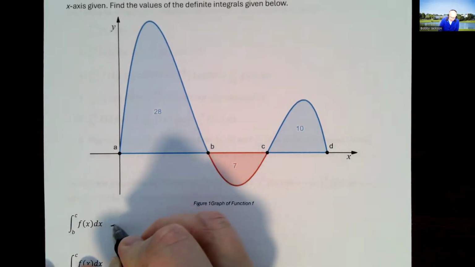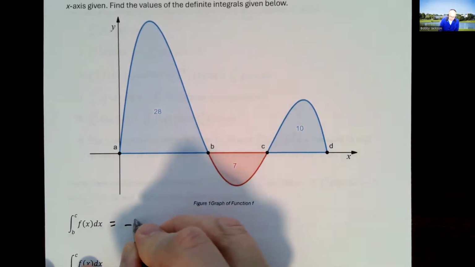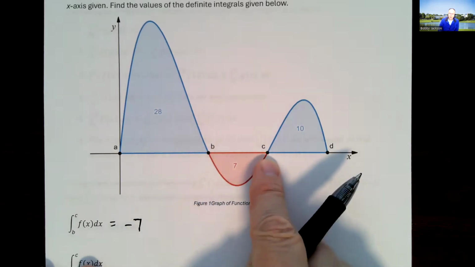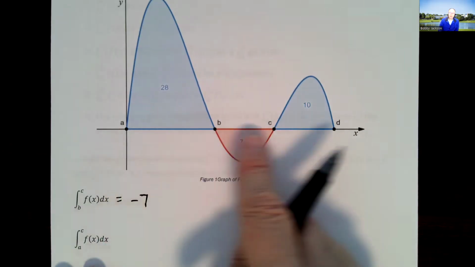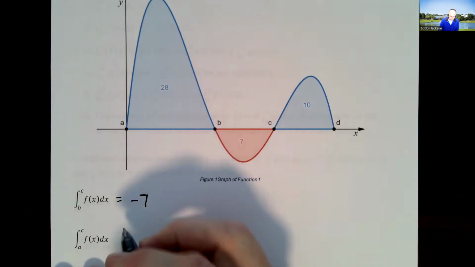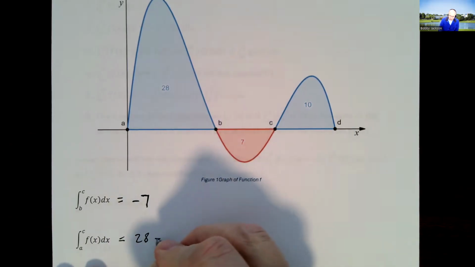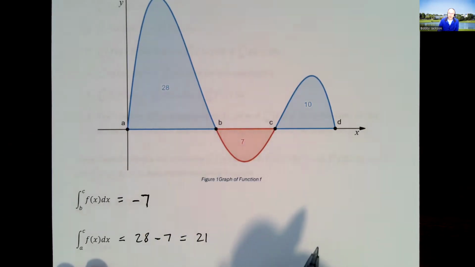Well, remember, it's net area, so it's not going to be 7. It's going to be negative 7 because that area is below the x-axis. What about from A to C? Well, from A all the way to C, areas above we're going to count as positive, and then we're going to subtract the area below, and I get 21 for the net area of this function. So we're just finding net area.